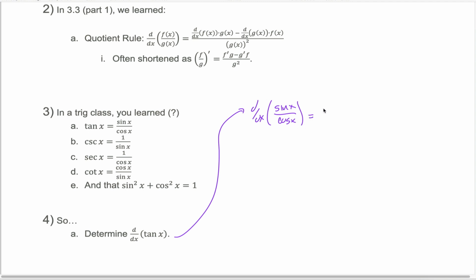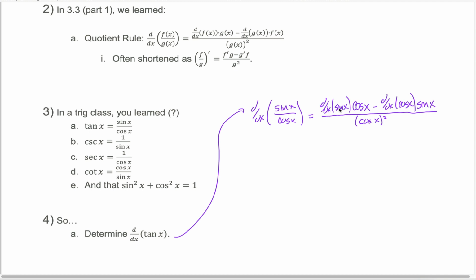Well, what you do is, using the quotient rule, we take the derivative of the top, the derivative of sine of x, and we multiply that by the bottom, the cosine of x, and from that we want to subtract the derivative of the bottom, the derivative of cosine of x, and multiply that by the top, the sine of x. And then don't forget, you're not done there. The quotient rule also has this denominator, which is the denominator over here, cosine of x squared.